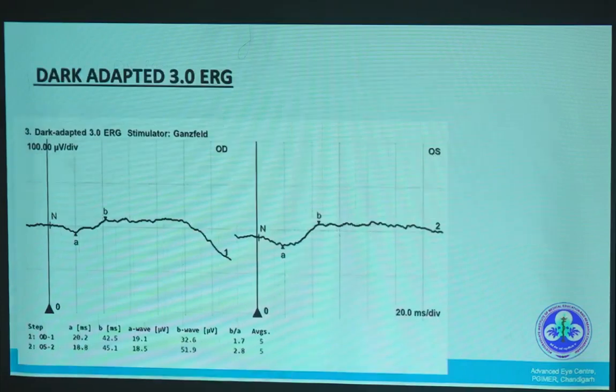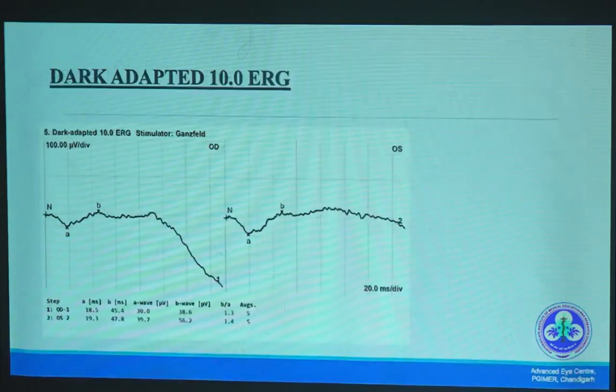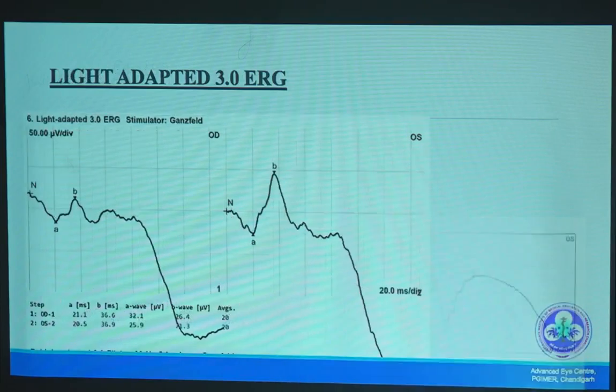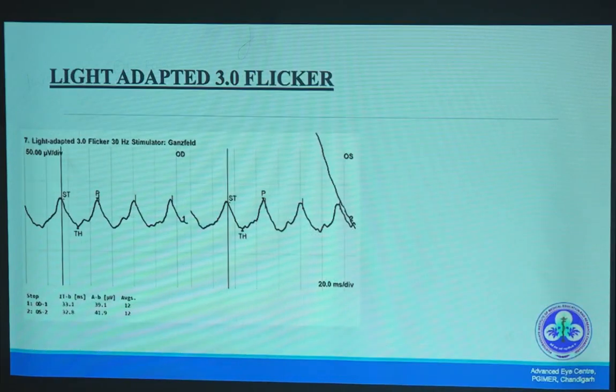Dark adapted 3.0. We just saw something in which there was an A wave but no B wave. But here what you are seeing is both the A wave and the B wave are symmetrically reduced. Both of them are reduced. So there is a lack of rod photoreceptor function, which is again there in the dark adapted 10.0. The light adapted function is a little reduced but still present in the patient, and these complaints are mainly for the dark. So what do you think this is?